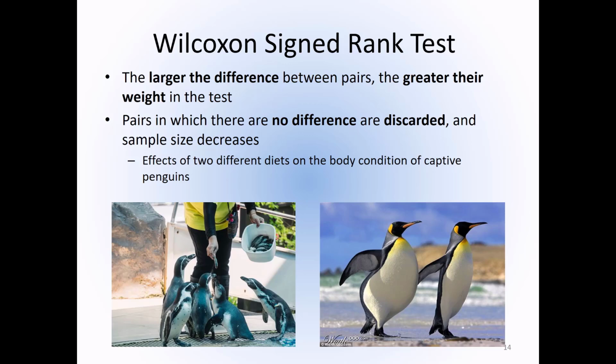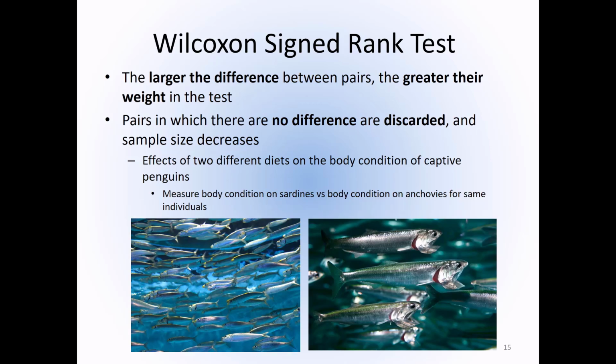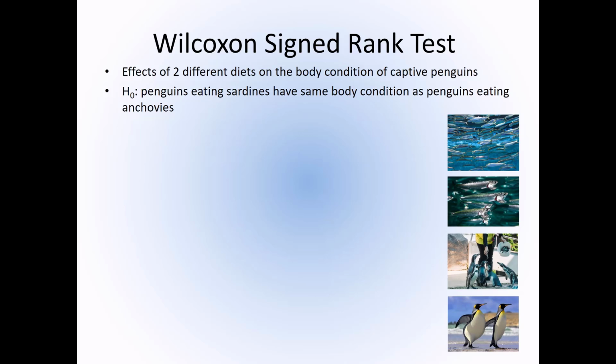So let's say that we want to use the Wilcoxon-signed rank test to assess how diet influences body condition of penguins. So we're going to feed these penguins 2 different diets, and we're going to see how this influences their body condition, if they're healthy or not. So we're going to measure the body condition of these penguins when they're fed on sardines for a month, and then we're going to do the same after they're fed on anchovies for a month. And so in this particular example, our null hypothesis is going to be that there's no effect of the diet of these penguins on their body condition.